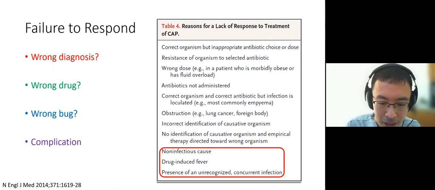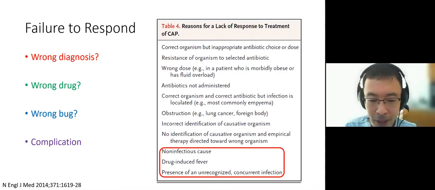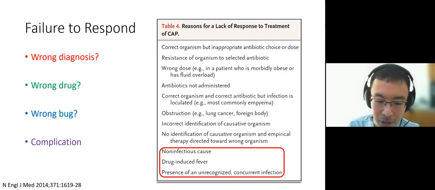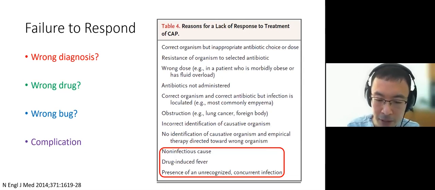All right, so let's say you've got a patient on treatment for CAP, but things aren't getting better. Ask yourself these 4 questions before changing the antibiotic. Number 1, do you have the wrong diagnosis? Is there a non-infectious cause like CHF? Is there a drug fever, or is there some other undiagnosed infection?